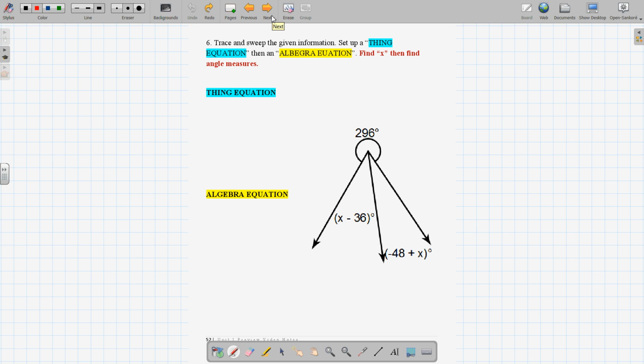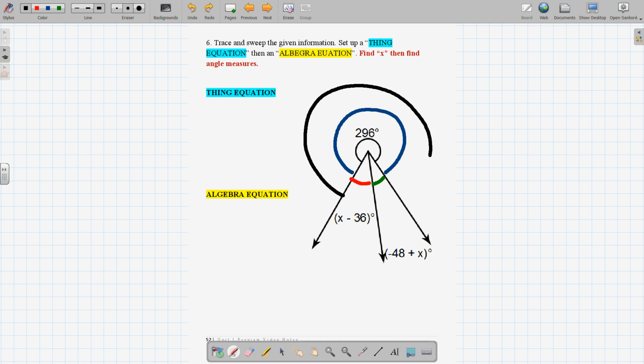Once again, let's try this things before algebra here. Using blue, please. Sweep. Switch to green. Sweep. Switch to red. Sweep. Switch to black. Go all the way around.